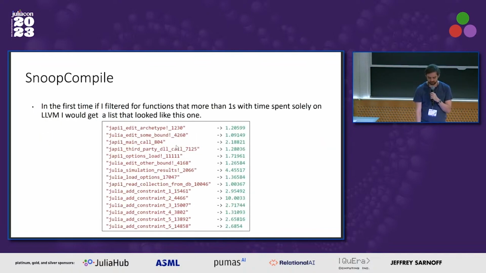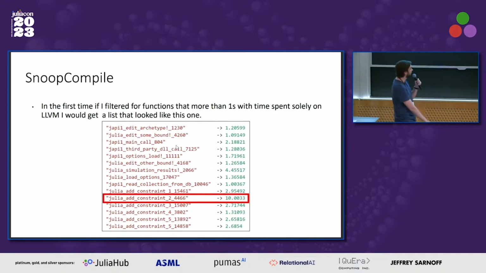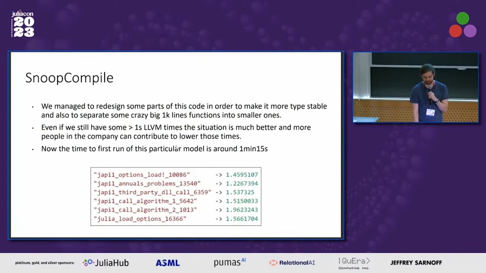And then the first time that I did this, I saw a lot of functions that were spending more than 1 second only to generate the LLVM. In particular, there is this one function that spent 10 times longer only generating everything. So this is a big red flag that something's very wrong with the design. And then it took our attention, and we started to do a bunch of refactoring.